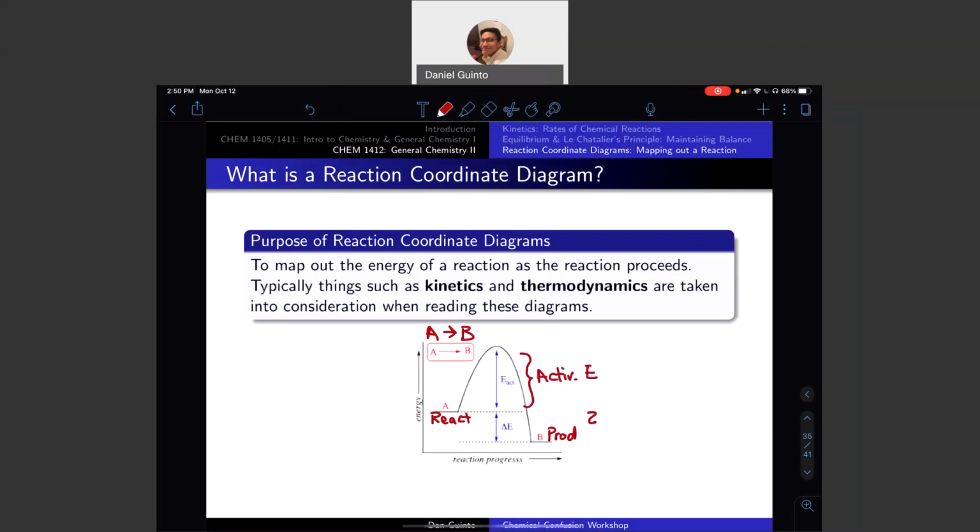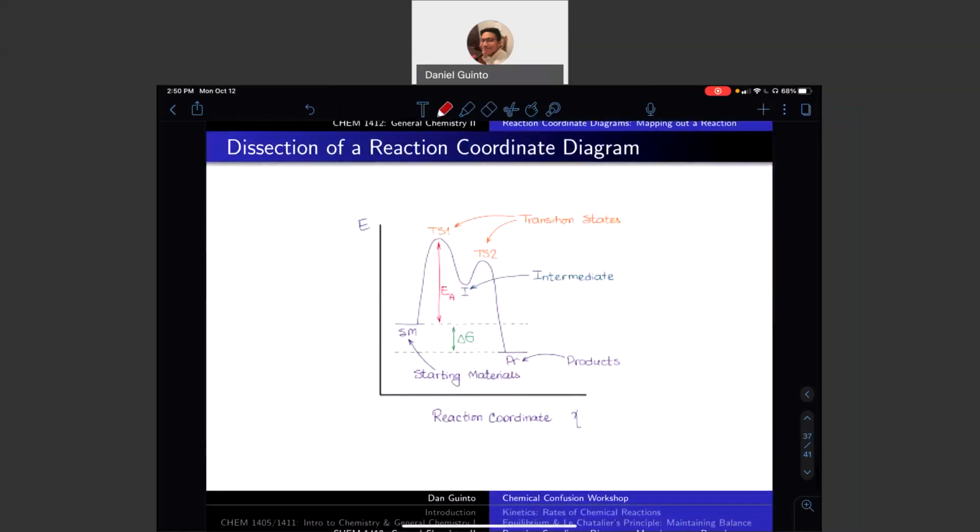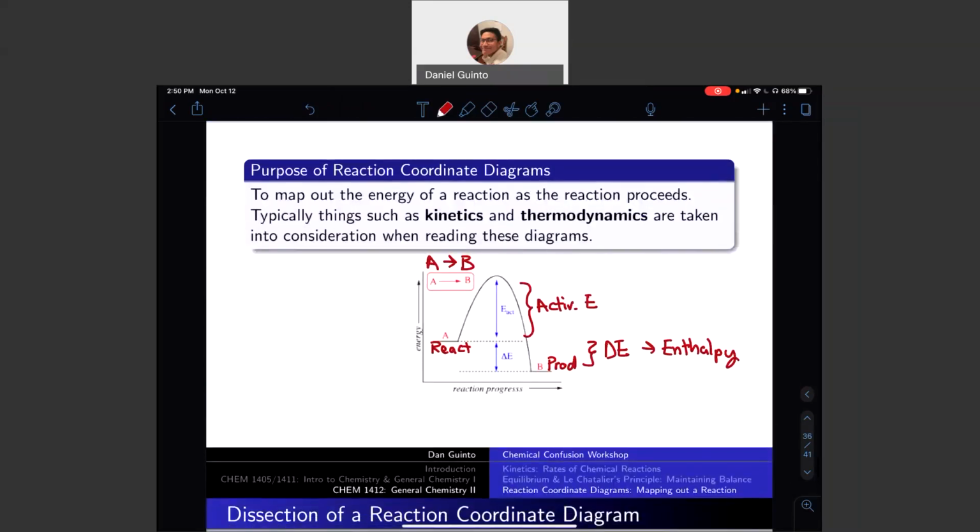And right over here, we just have a change in energy, which can typically be described as enthalpy or something like that. We'll go more into it. So now when we dissect it again, earlier we just saw this is a one-step reaction.